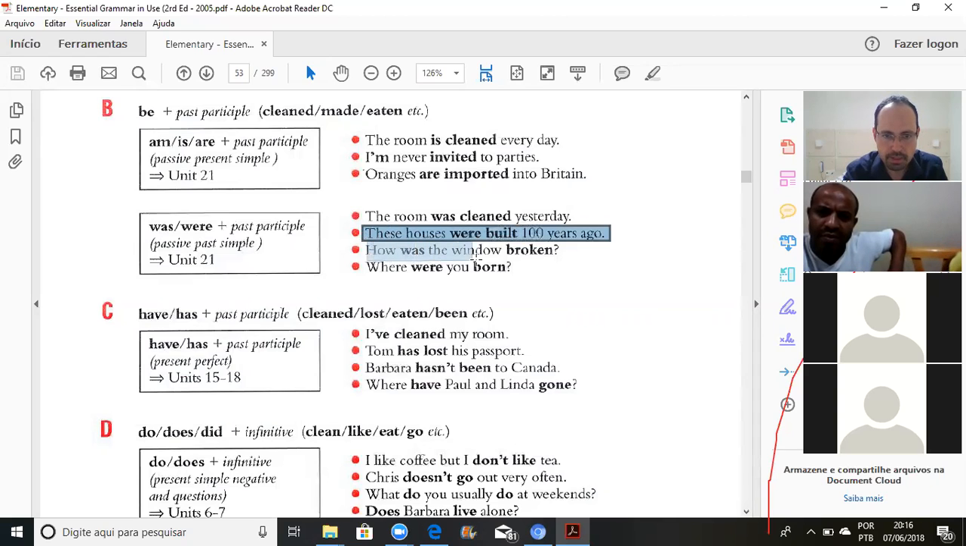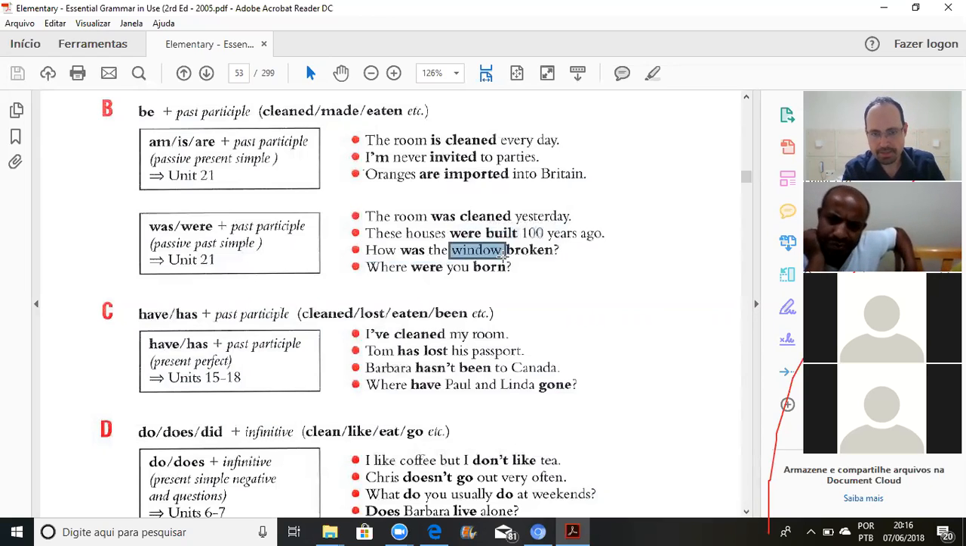The next one. How was the window broken? Okay? The subject here, window, okay? I have an information here. I can say, using the passive past simple, that the window was broken. I can assure you that the window was broken. But now there is a question using passive past simple. How was the window broken? Okay?